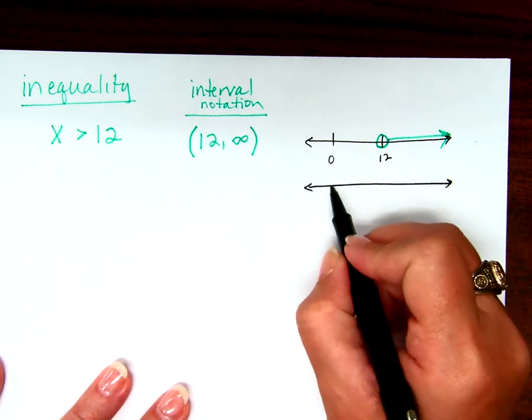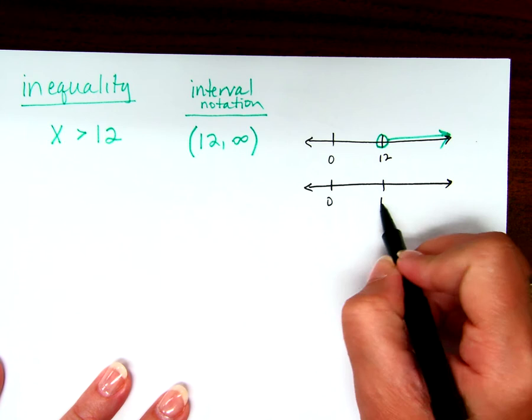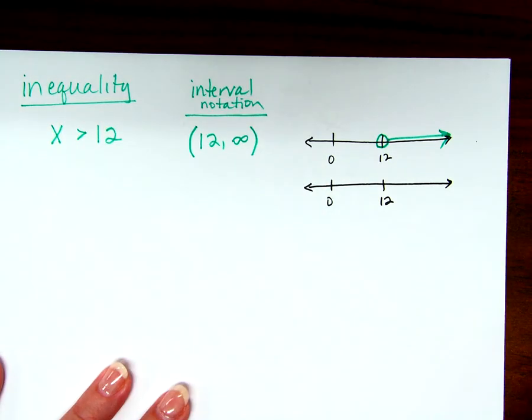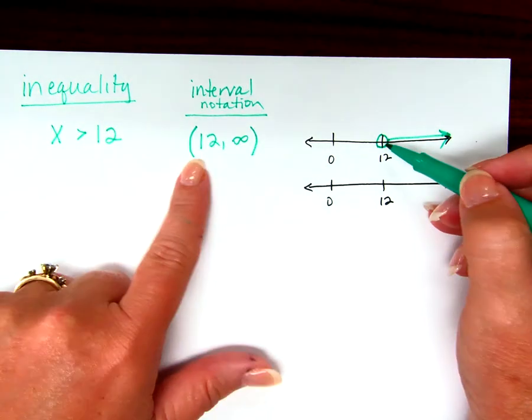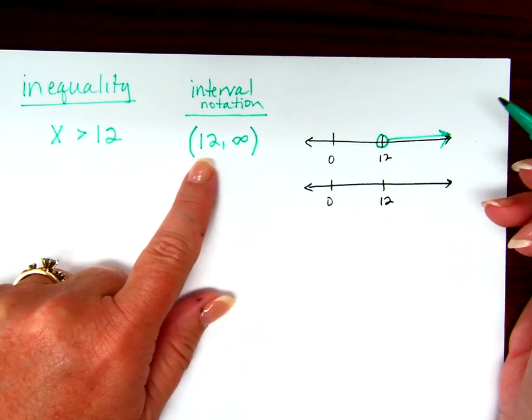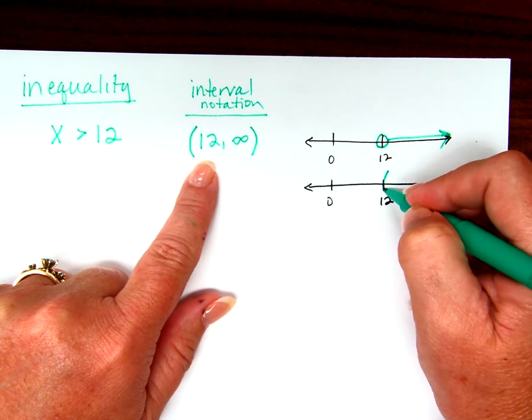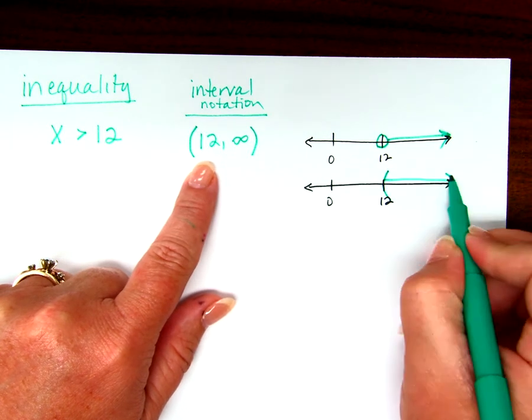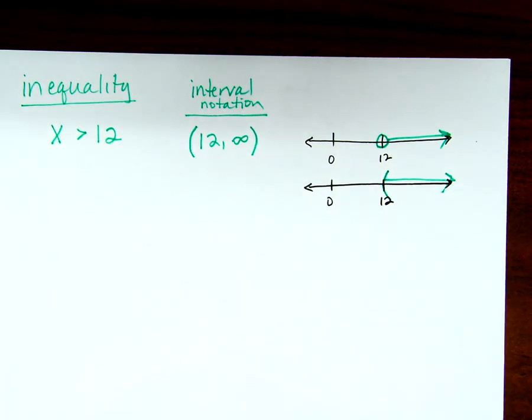Here's how they'll do it, not only in this book, but in some upper level math classes as well. Okay? Instead of an open circle, what goes around the 12 right here? A parenthesis, so they actually put a parenthesis right on the graph. Does that make sense? Okay?